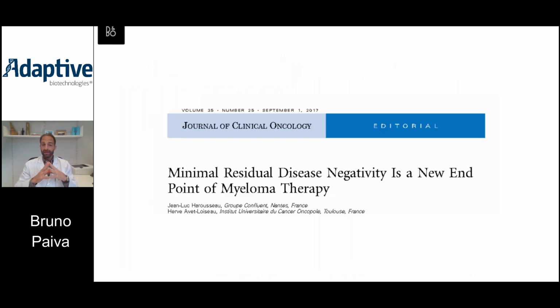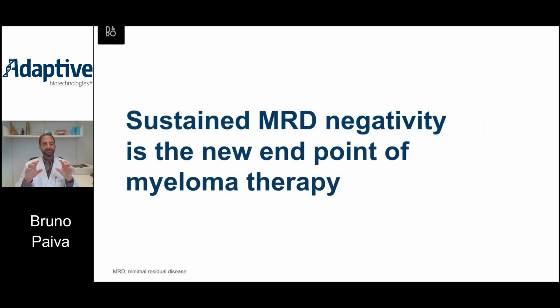Therefore, I would like to end by really acknowledging the words written a few years ago by Professors Arrousseau and Avet-Loiseau, saying that MRD negativity was a new endpoint of myeloma therapy. And I would even dare to say that if you are able to demonstrate that such MRD negativity or undetectable MRD is sustained and reproducible over time, then perhaps this is the new endpoint of myeloma therapy.